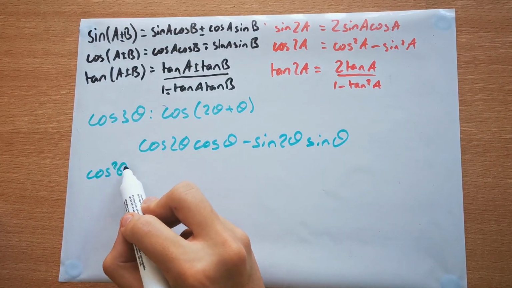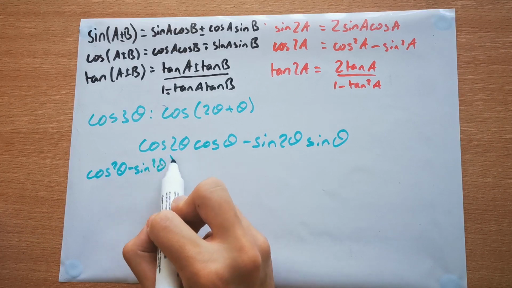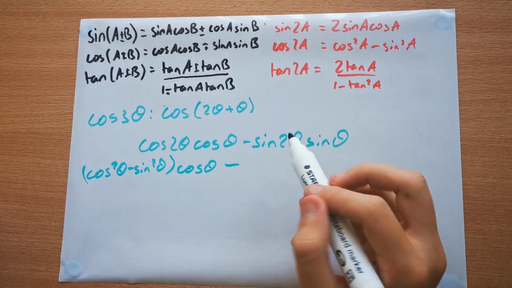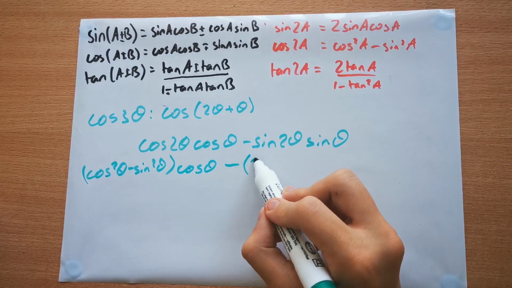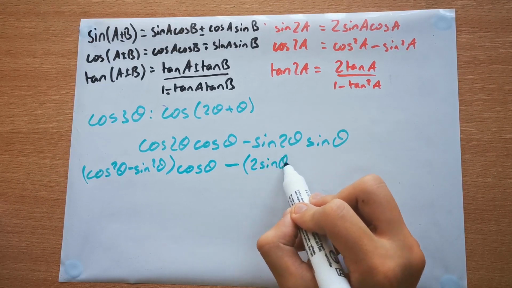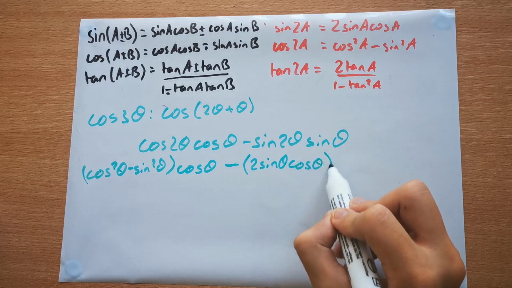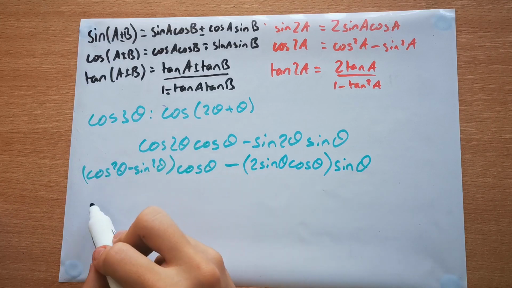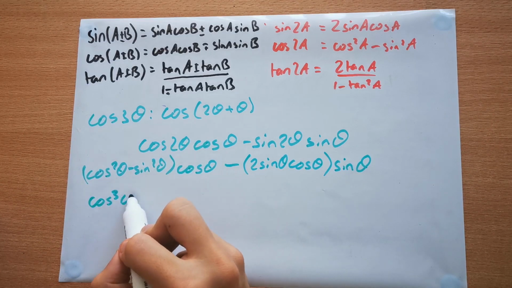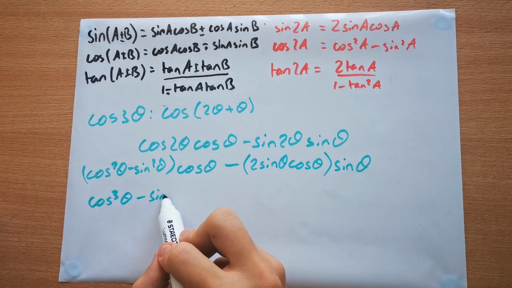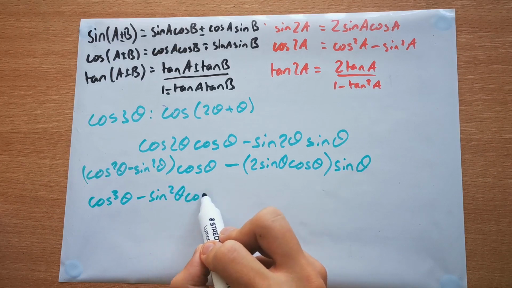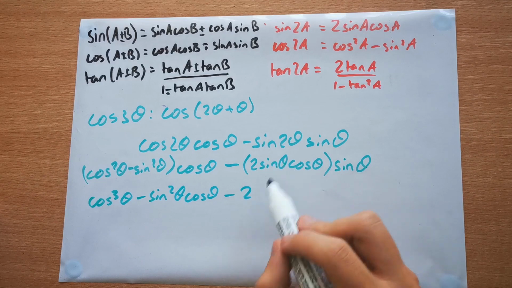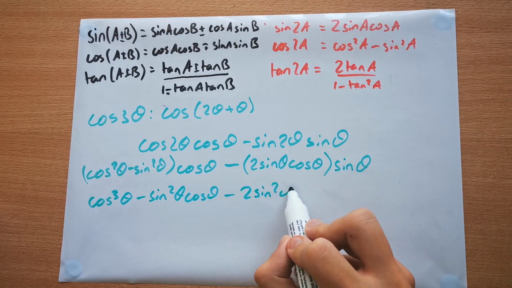Cos squared theta minus sine squared theta, that's still being multiplied by cos theta, minus sine 2 theta is going to be 2 sine theta cos theta, and that's still multiplied by sine theta. Then when we expand, we get cos cubed theta minus sine squared theta cos theta minus 2 sine squared theta cos theta.